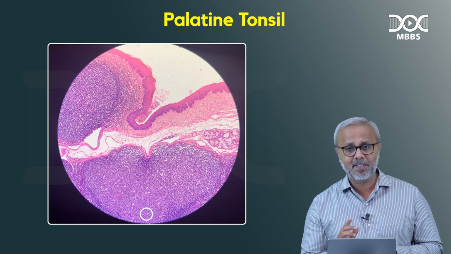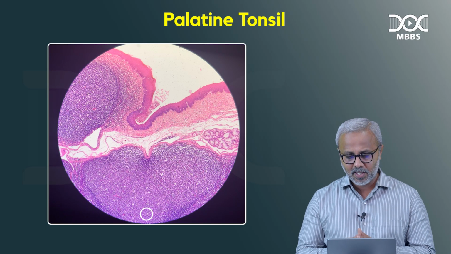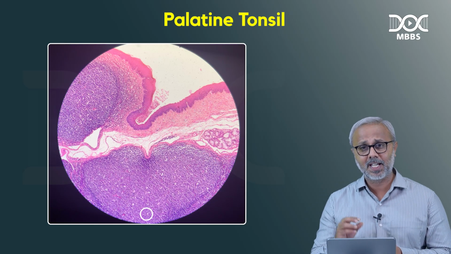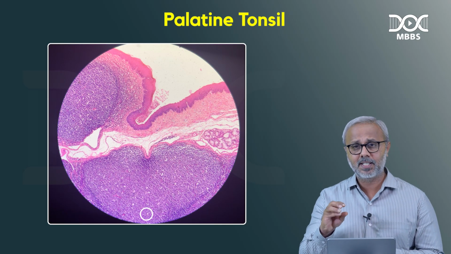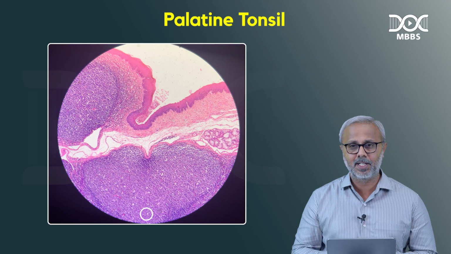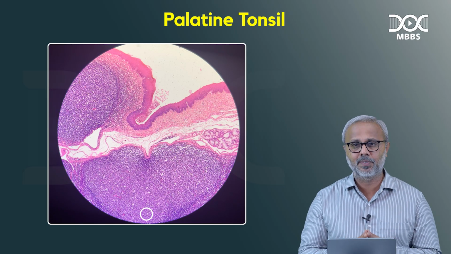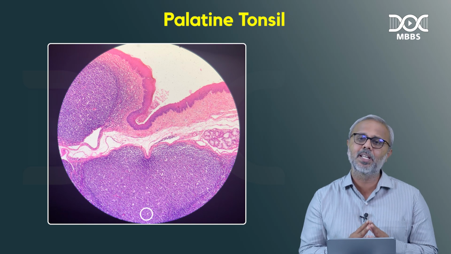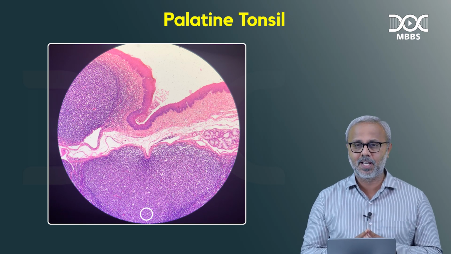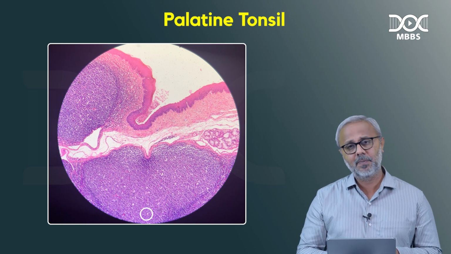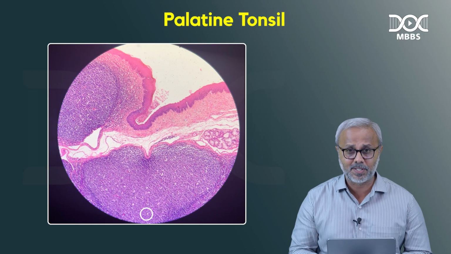Apart from this, the other feature that we must identify here is close to 3 o'clock position, we can identify mucous glands associated with these palatine tonsillar crypts. Most of these do not open into the base of the crypt. Some of them occasionally open into base of the tonsillar crypts. This is how we describe the structure of palatine tonsil.